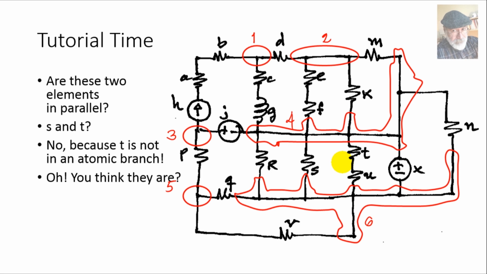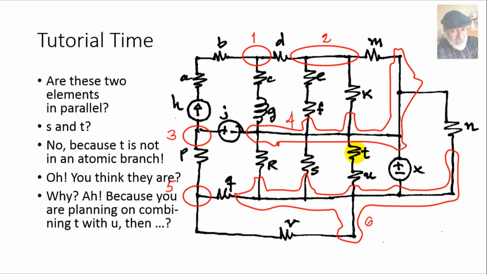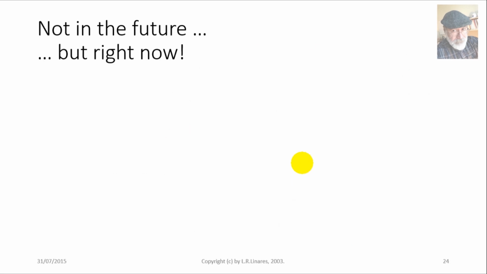But if you thought that they really were in parallel, some of you might, I've seen that in class, oh, S and T are in parallel. No. What happens is that you are thinking, oh, I'm going to combine T in series with U, and the combination will be in parallel with S, right? No, but that is not what I'm asking you. I'm not talking about the future. I'm asking right now. Not in the future, but right now.